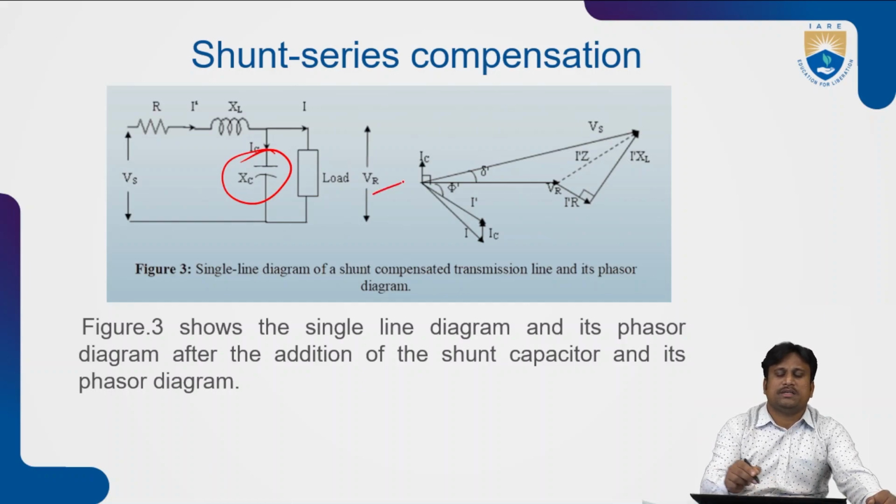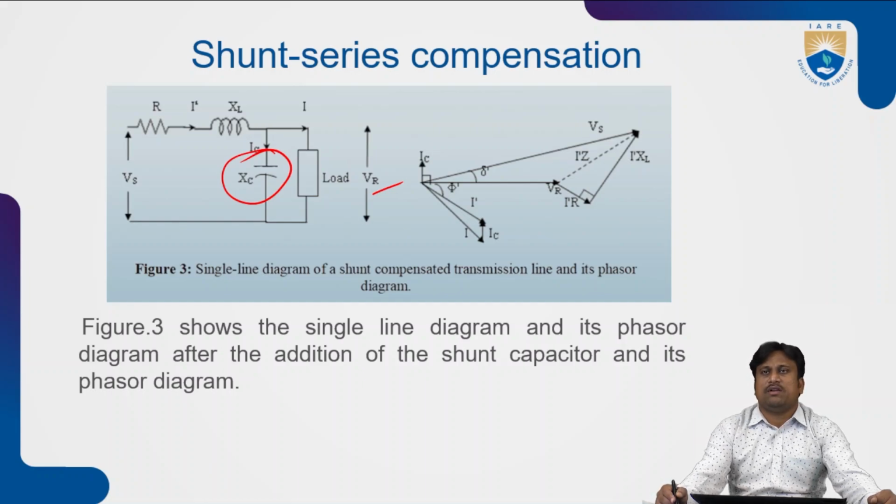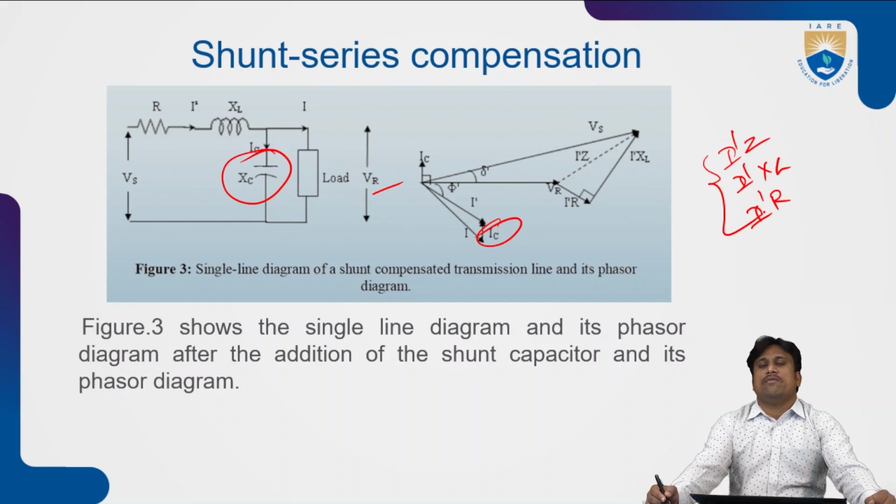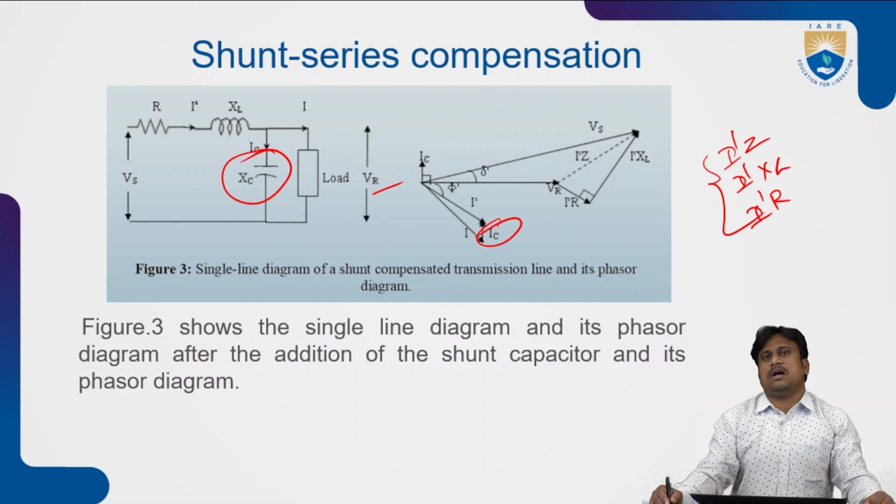So here the expected drop becomes VR. Then the phasor will be taken as the reference VR, displaced by angles phi dash and delta dash. So the lagging current, according to phi dash, is I dash, with the component IC. They are displaced by angles delta dash and phi dash, meaning the drops are I dash Z, I dash XL and I dash R. These are the drops when you are adding the capacitor. Then because of the compensation of this capacitor, the line will be energized more with respect to the load conditions.